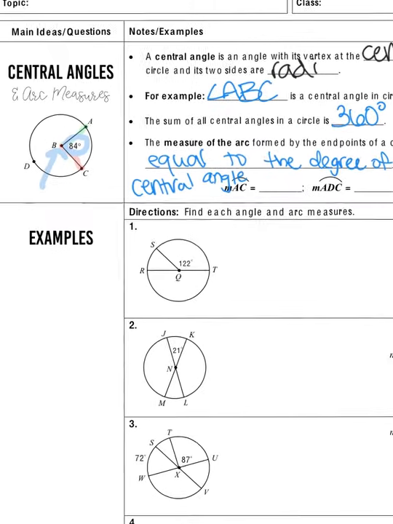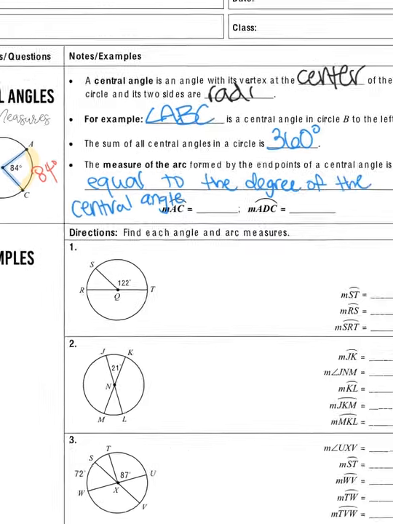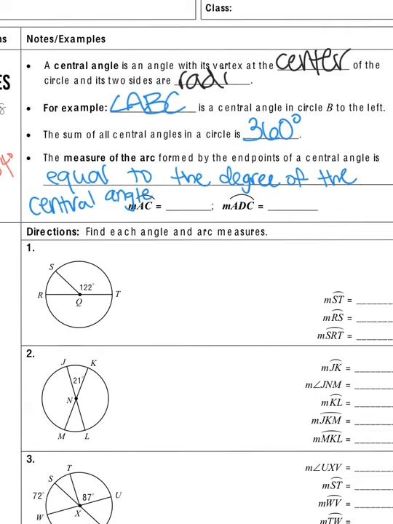So if you take a look at the picture, you can see that we have 84 degrees here for angle ABC. But the arc measure of AC, which is right here, is also equal to 84 degrees. That is a really neat thing that happens with circles. The central angle and the measure of the arc are congruent to each other. This means that the measure of arc AC is 84 degrees.